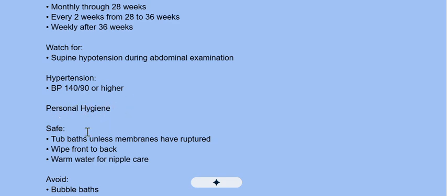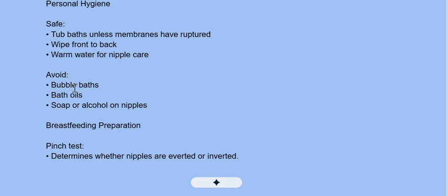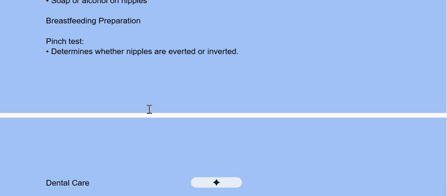Personal hygiene. Tub baths are safe unless membranes have ruptured. Wipe front to back. Use warm water for nipple care. Avoid bubble baths, bath oils, soap or alcohol on nipples. Breastfeeding preparation: pinch test determines whether nipples are everted or inverted.